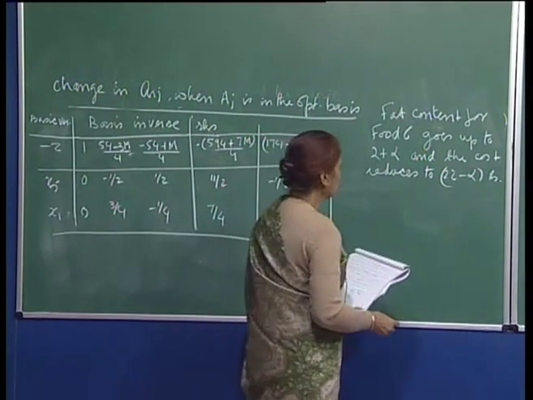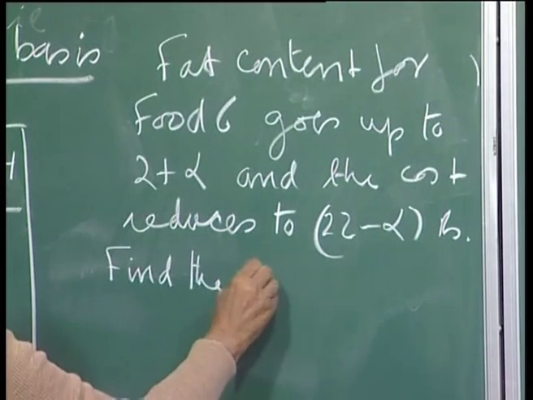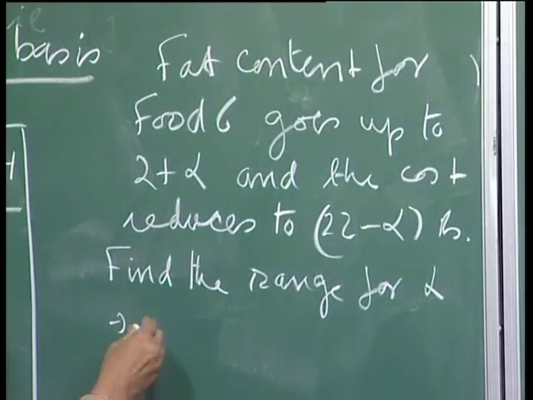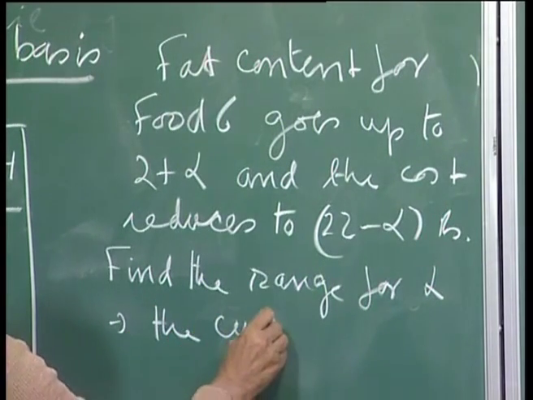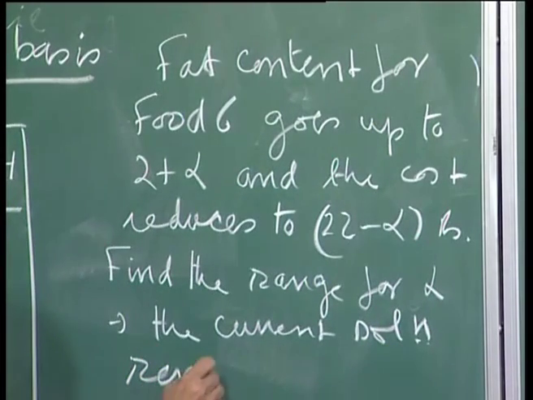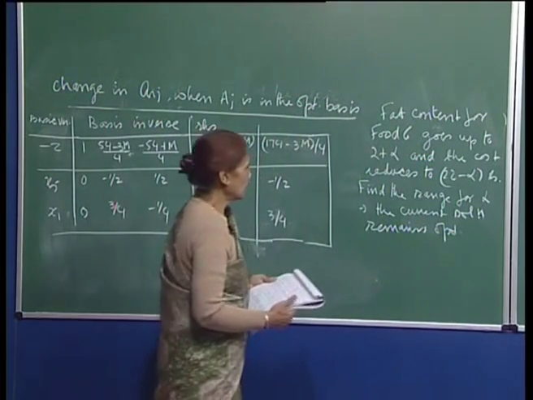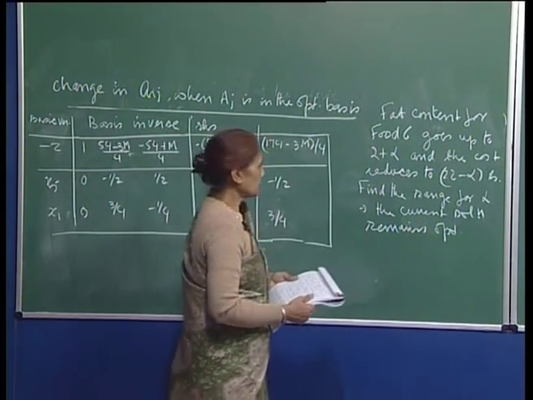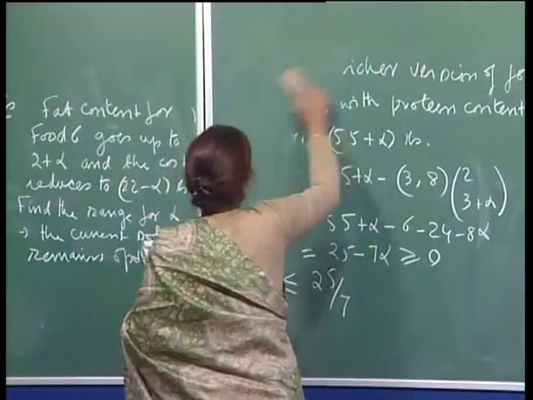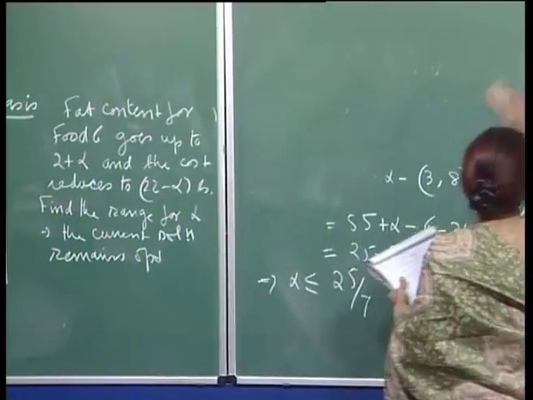Now, you want to again find the range for alpha such that the current solution remains optimal. We will need to recompute, because the price has also changed. The price has changed for a basic food.